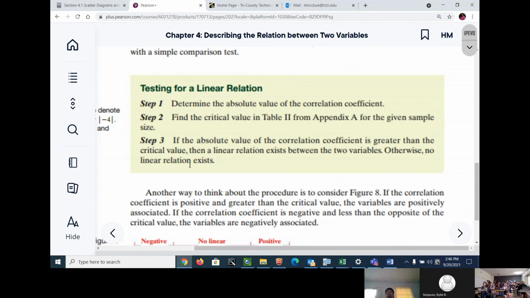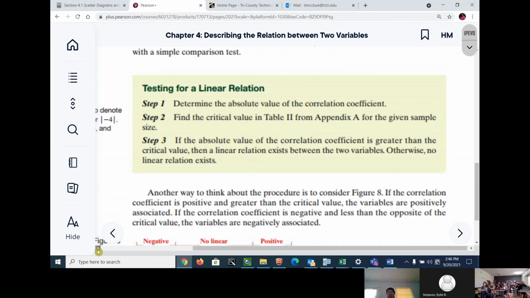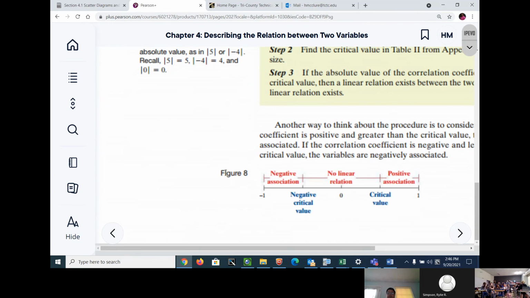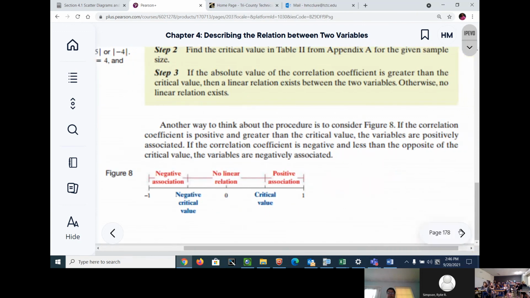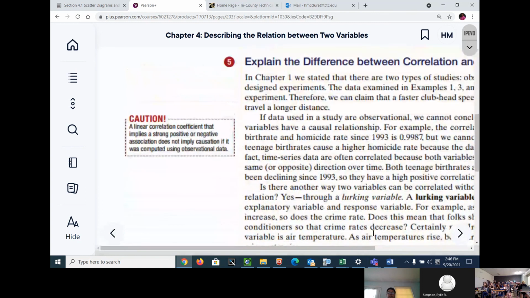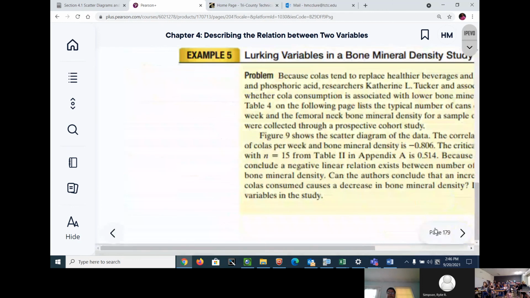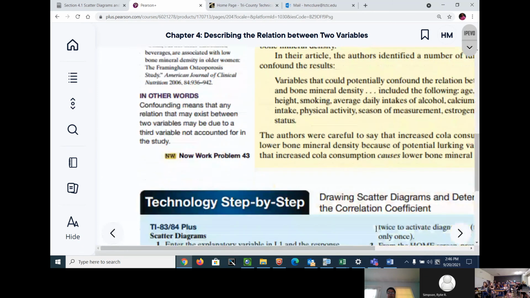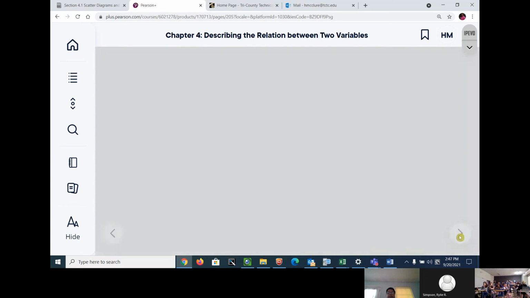Otherwise, no correlation exists. And they even put it to you right here in the margin about absolute value. Okay, that's 4.1.